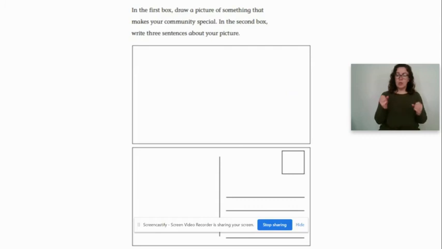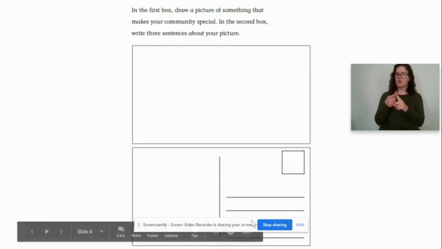So in the first box, you have a postcard here. On the front of the postcard, I want you to draw a picture of something that makes your community special. It could be the community of Schaumburg, it could be the community of Illinois. What is something that makes your community special? What does it have to offer other people? And then in the second box, just write a few sentences about the picture that you drew.